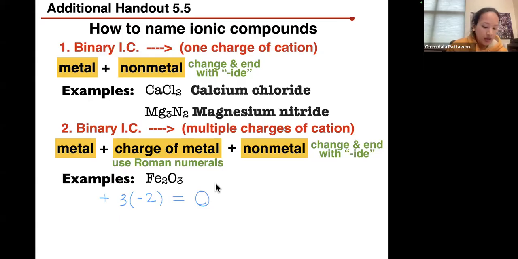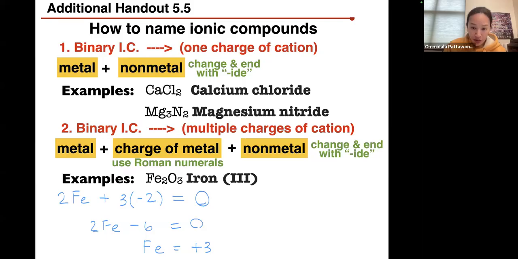Does that make sense? In this case, I don't know the charge of iron, but I know for sure that there are 2 irons. So 2 irons added to 3 oxygens need to equal 0. If you do the algebra right here, you are going to get 2 iron minus 6 equals 0, so iron comes out to be +3. Based on this calculation, I now know that my iron is 3+. So the name would be iron, parenthesis, Roman numeral III, followed by oxygen changed to oxide. Okay, so that's how you do it.